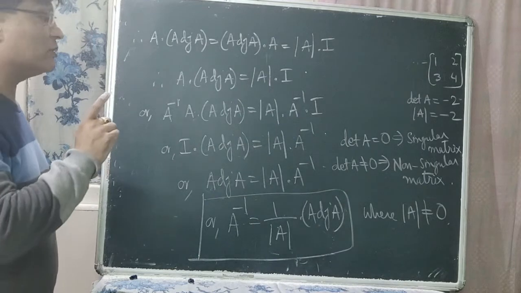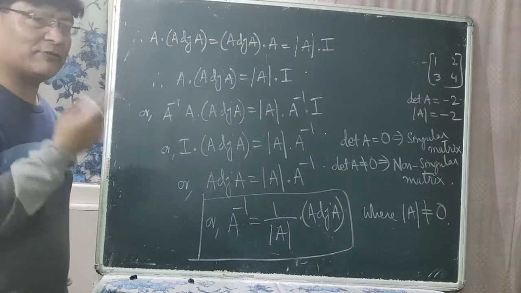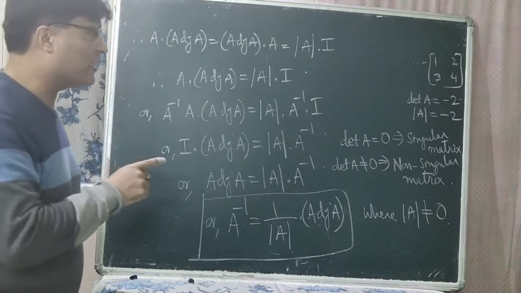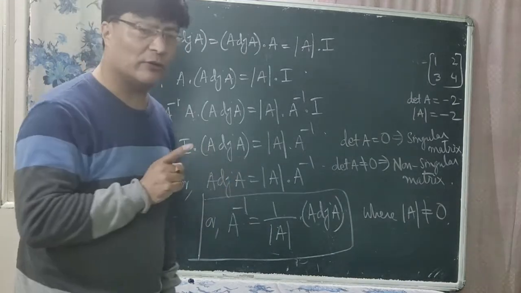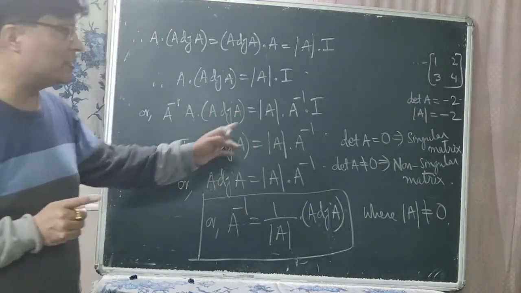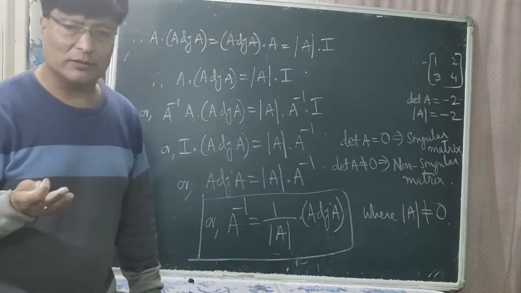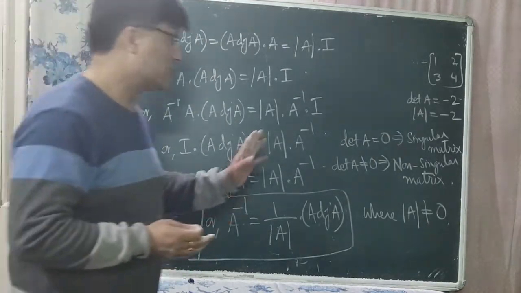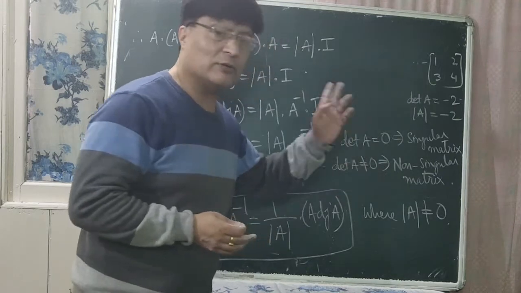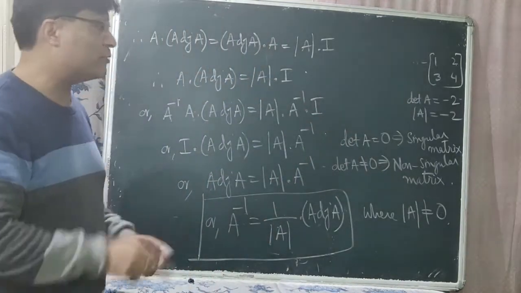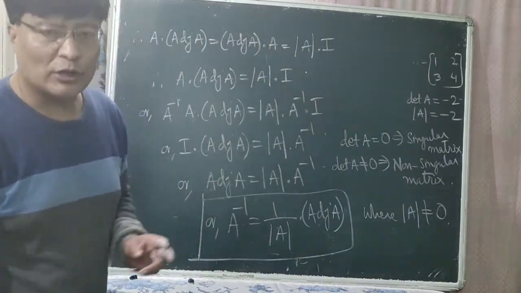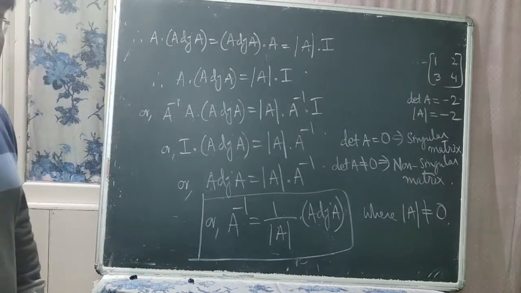That is, if the matrix A is given and if you can find out that det A is equal to 0, then the matrix A is said to be singular matrix, but it should be of square order, right? And if det A is not equal to 0, then that square matrix A is said to be non-singular matrix.